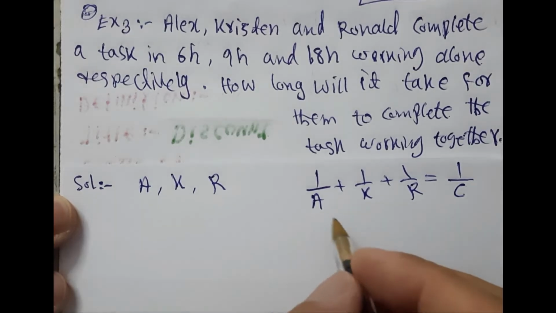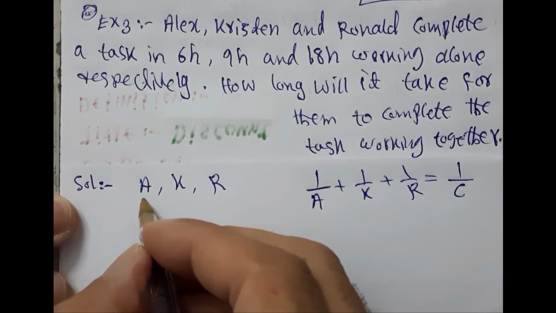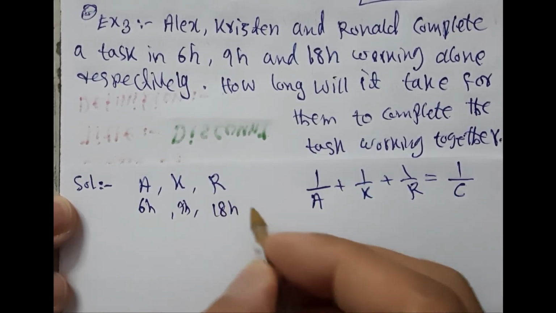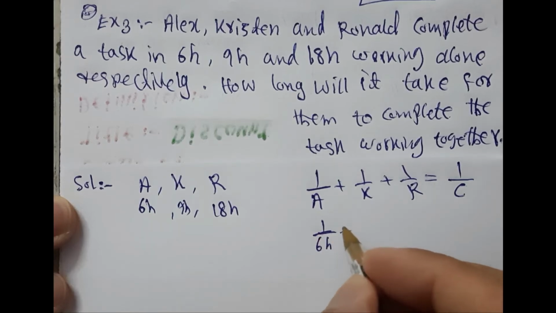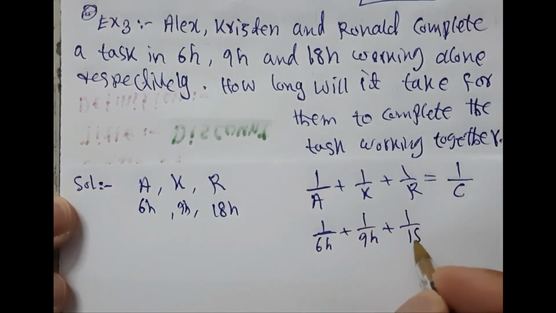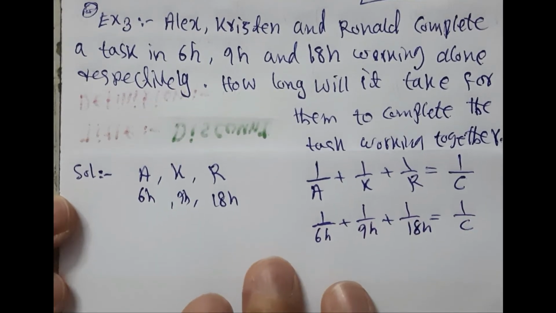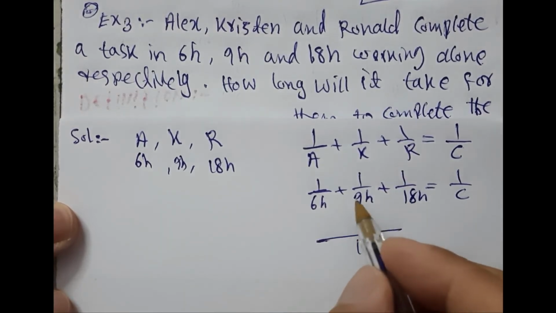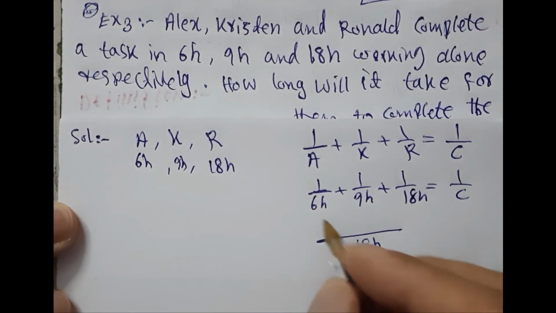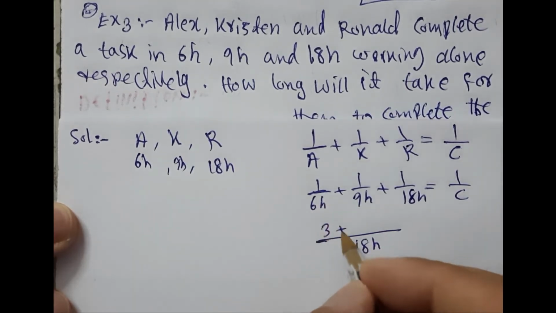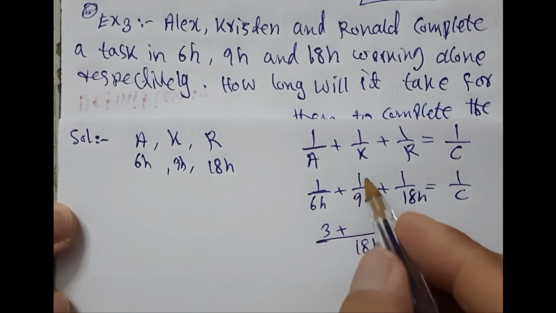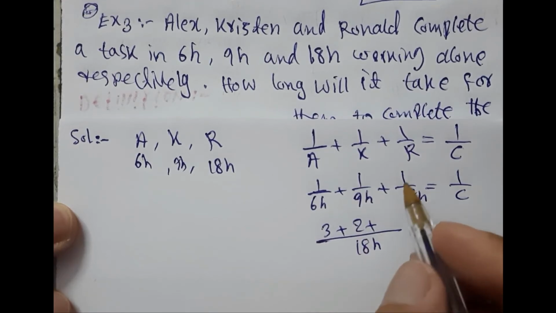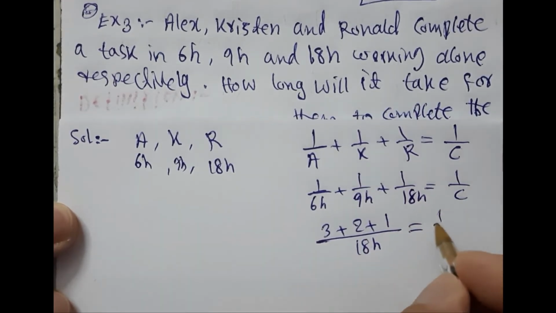Here we have 3 persons. Now we know that Alex worked 6 hours, Christine worked 9 hours and Ronald worked 18 hours. 1 by 6 hours plus 1 by 9 hours plus 1 by 18 hours is equal to 1 by C. Now we take the common denominator, 18 hours, divisible by 6, by 9 and by itself. 18 hours divided by 6 is 3, 3 multiplied by 1 is 3, plus 18 divided by 9 is 2, 2 multiplied by 1 is 2, plus 18 divided by 18 is 1, 1 multiplied by 1 is 1. It is equal to 1 by C.